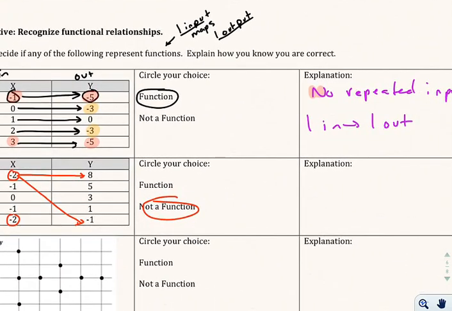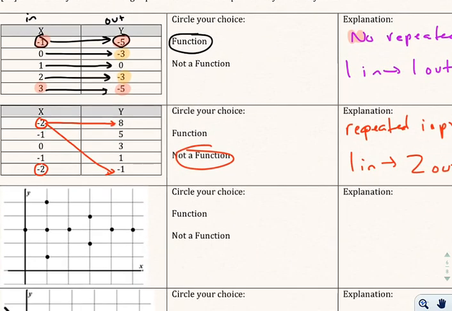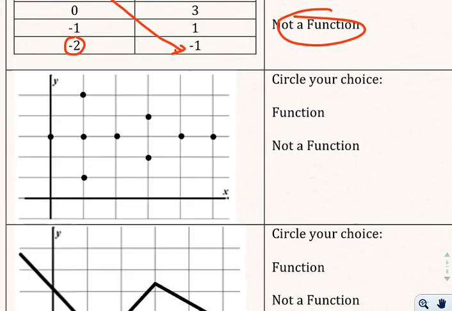Since there is a repeated input, we have one in actually going to two outs, which is no good. Like one in going to two different outputs, not predictable. You don't know what's going to happen, i.e. no function. Let's go talk about this graph.